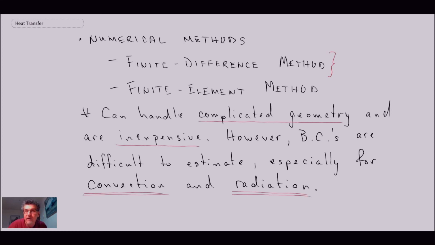So that is an overview of the three different techniques. We have analytical methods that we've looked at, experimental methods, and numerical methods. And what we're now going to do is spend the next couple of lectures looking at the finite difference method applied to heat transfer problems.